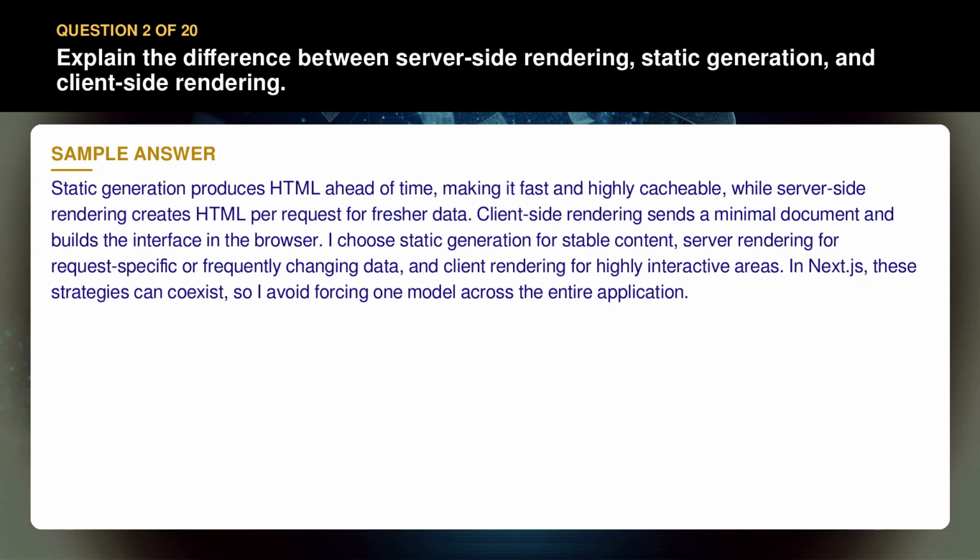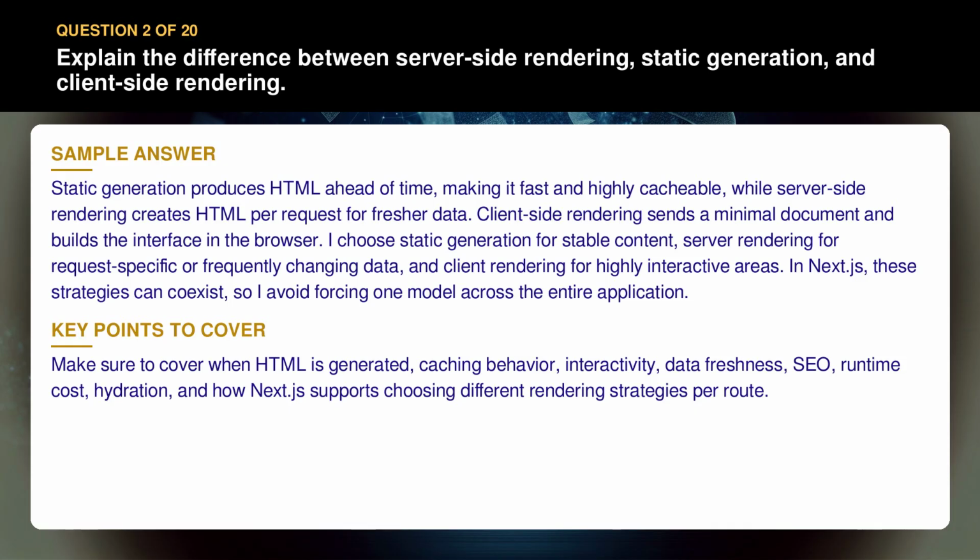I choose static generation for stable content, server rendering for request-specific or frequently changing data, and client rendering for highly interactive areas. In Next.js, these strategies can coexist, so I avoid forcing one model across the entire application. Make sure to cover when HTML is generated, caching behavior, interactivity, data freshness, SEO, runtime cost, hydration, and how Next.js supports choosing different rendering strategies per route.